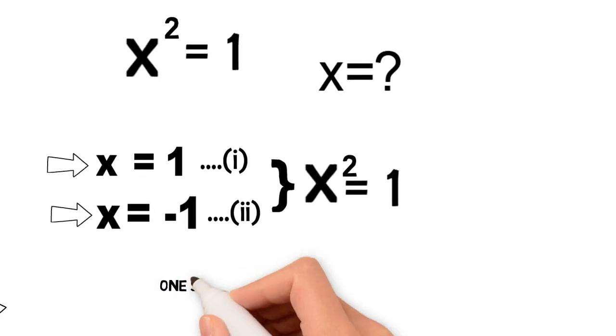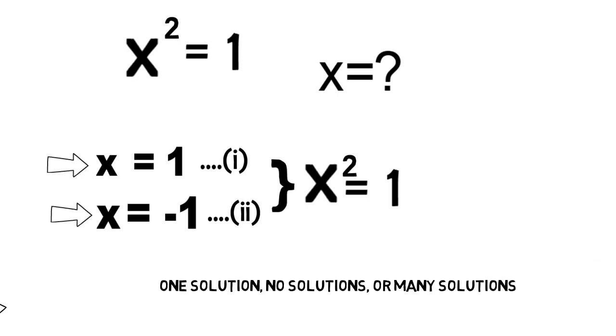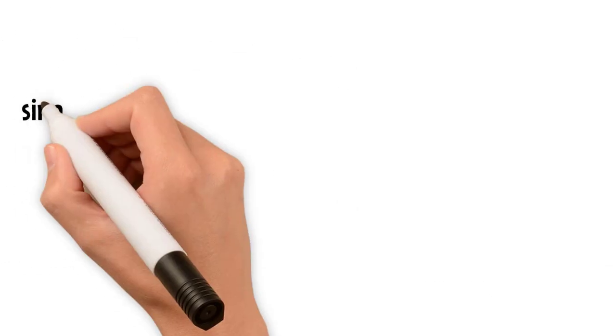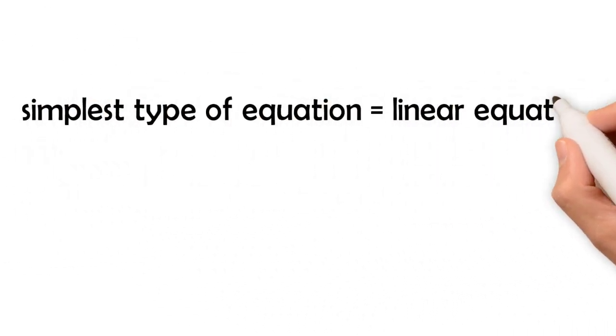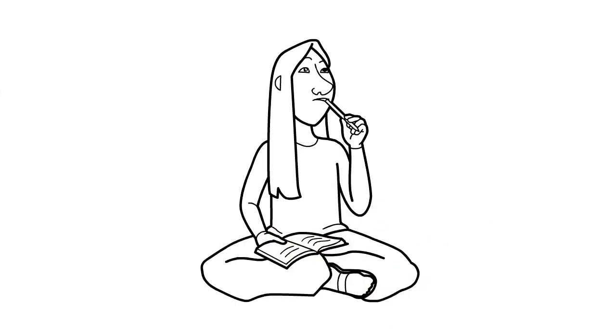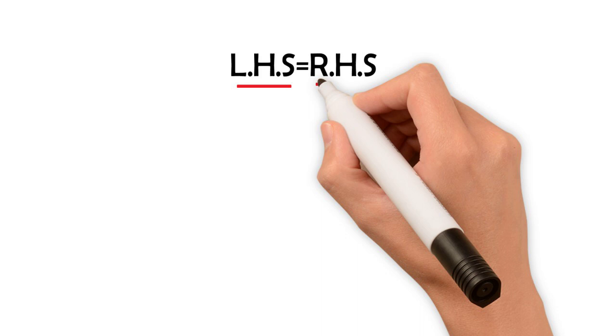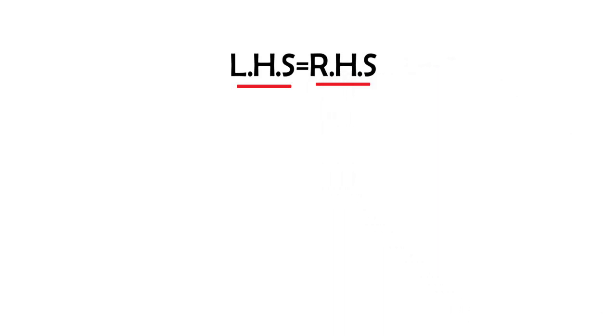Equations may have one solution, no solutions, or many solutions. It all depends on the nature of the equation. The simplest type of equation is a linear equation, so those will be the first ones that we will learn to solve. One of the fundamental tricks to solving equations is that we can perform the same operation on each side of the equation without changing the equation.